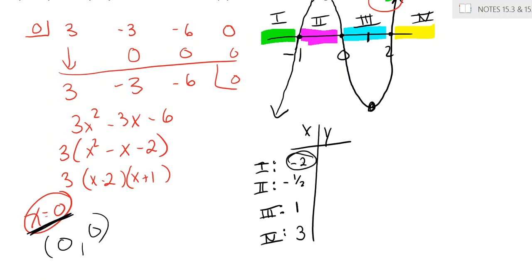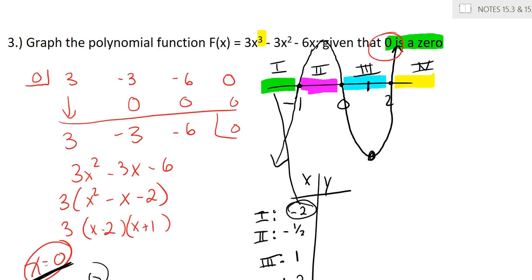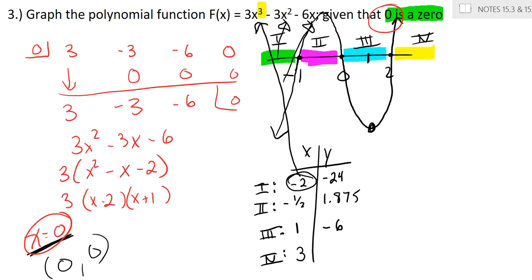So I'm going to take negative 2 and plug it into my function. So each one of these x's. When you plug in negative 2, you will get negative 24. So you can take a minute and plug in, make sure you get negative 24. When you take negative half and you substitute it in for x, again, into that function, you're going to get 1.875. I'm going to do the same thing with 1. When I plug in 1, I'm going to get negative 6. And then when I plug in 3, I'm going to get 36.